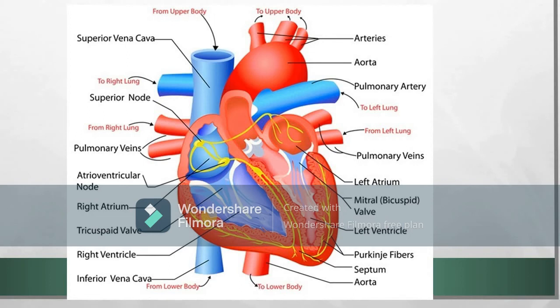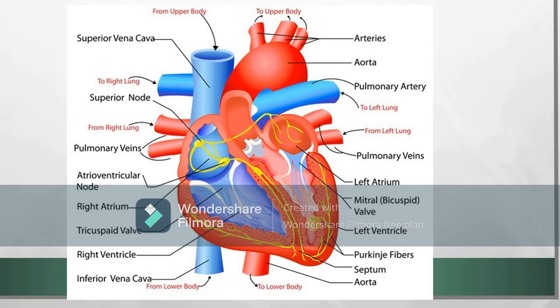The heart is enclosed in a sac-like structure called the pericardium, and there is a fluid called the pericardial fluid present between the pericardium and the heart walls. The reason for this fluid is that it reduces the friction between the pericardium and the heart during heart contractions. The human heart consists of 4 chambers.